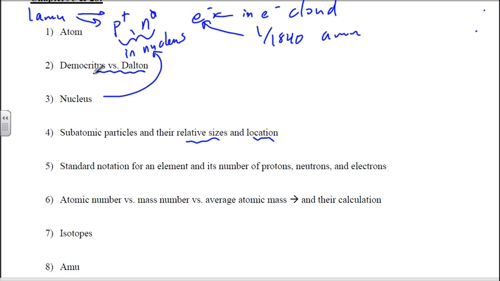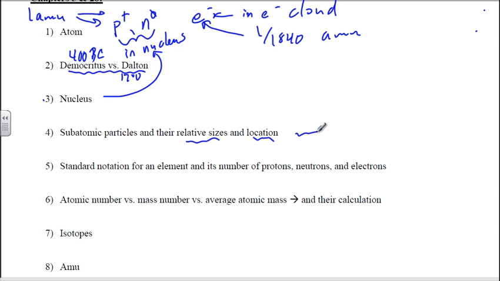Democritus and Dalton, just know that they're the first people that really talk about the atom as an idea. Democritus, know that he was the first, about 400 BC, who came up with the word atomos, which meant cannot be cut any further, or not to be cut. Meaning you're at your smallest particle that you can get. Dalton was in the late 1700s. He was kind of the person that brought it back to the forefront, a good 2,000 years later, and started a revolution with chemistry a bit. Nucleus we talked about. Subatomic particles and their sizes and locations we talked about.